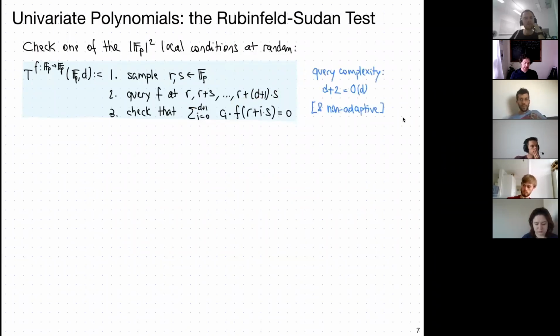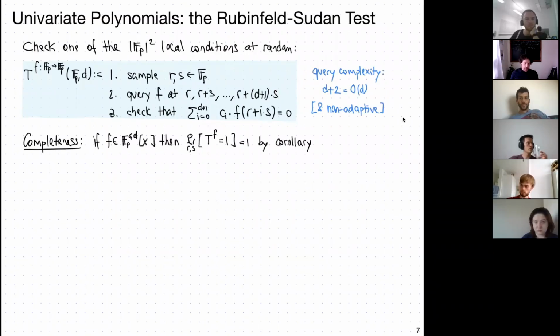Okay, so that's the idea. The query complexity would be D plus 2, so we know it's still O of D. And let's see what happens. So maybe before we see what happens, at least the definition of the test, does the idea make sense? Any questions? Okay, I see that you're all nodding.